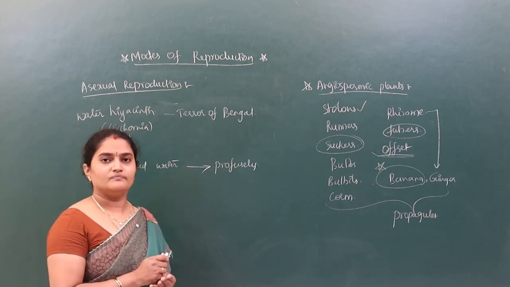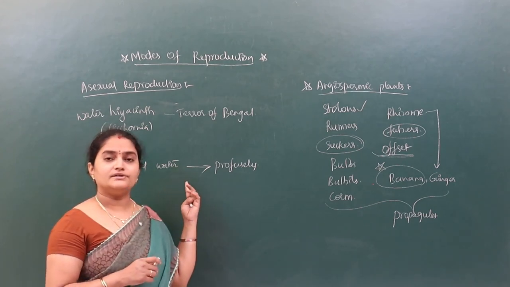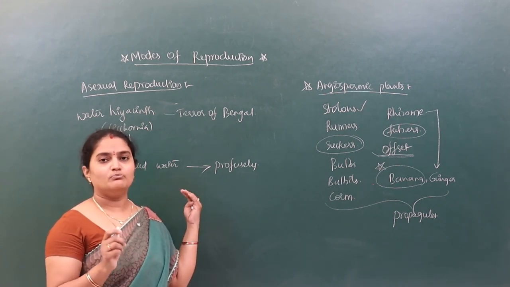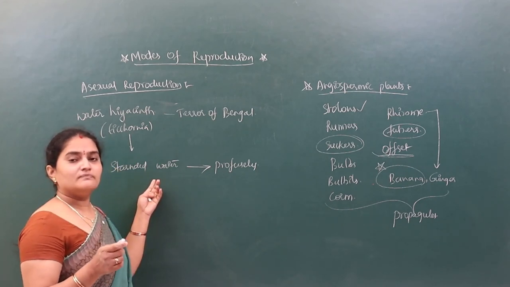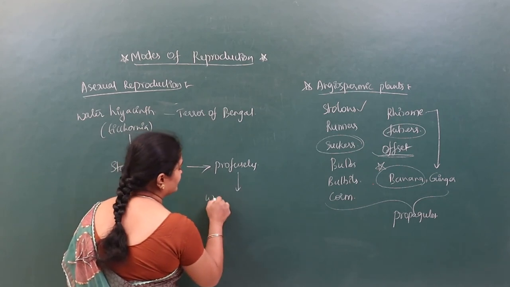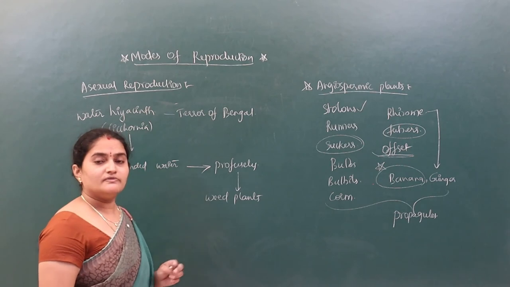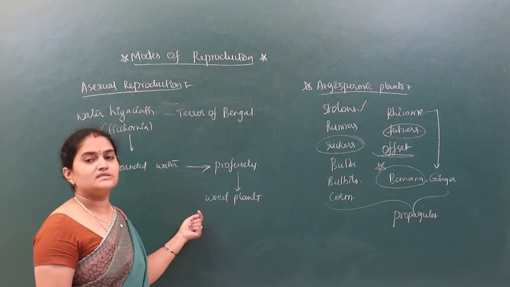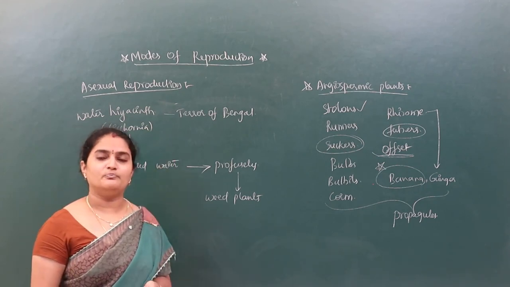This water hyacinth was introduced in India because of its beautiful blue and purple color. But it grows profusely, so now we can consider it a weed plant. Because of the continuous growth by offsets, we are unable to control the growth of water hyacinth. That's why it is called the terror of Bengal.